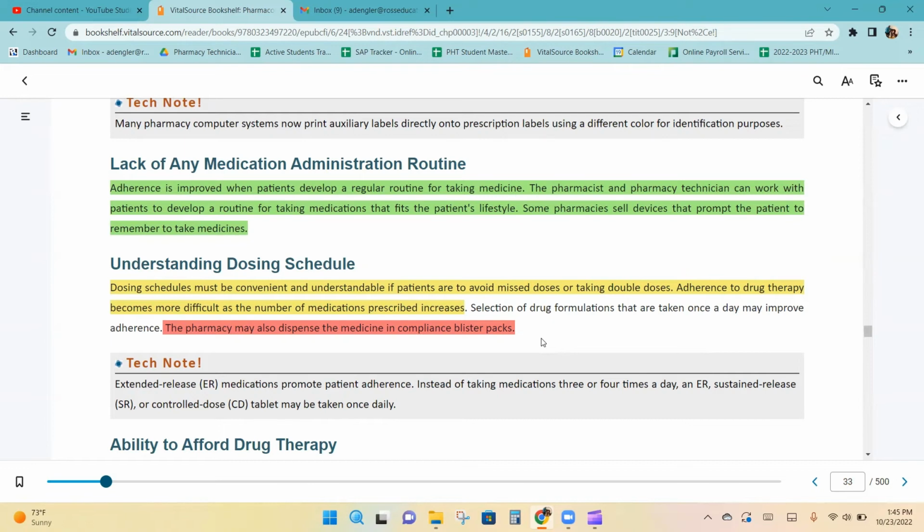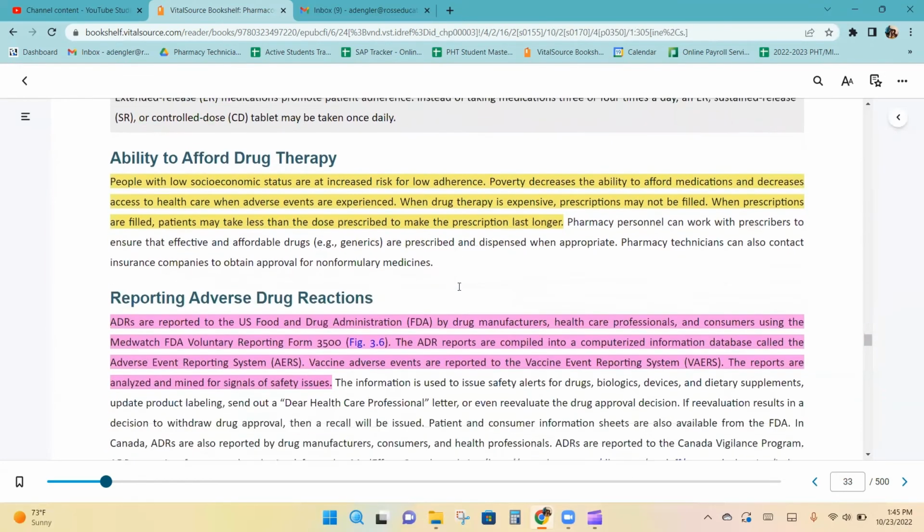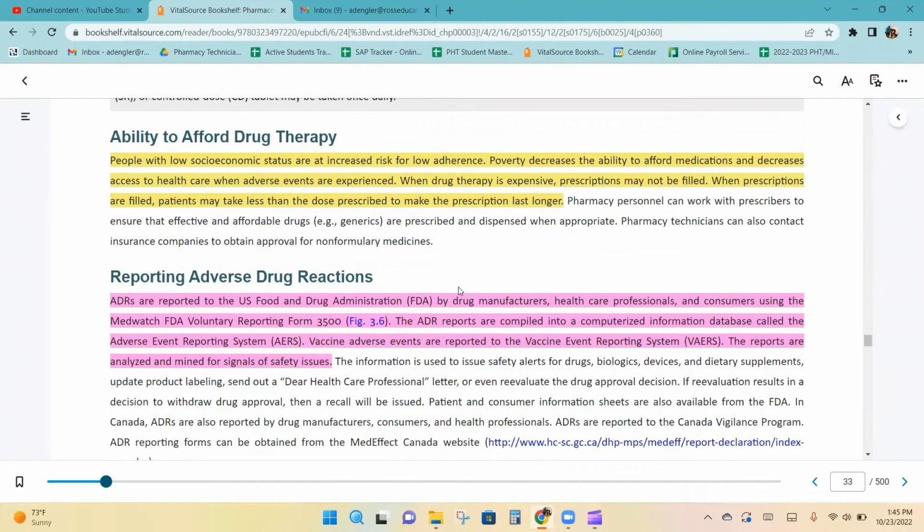Dosing schedules must be convenient and understandable if patients are to avoid missed doses or taking double doses. Adherence to drug therapy becomes more difficult as the number of medications prescribed increases. Some pharmacies even dispense medication in compliance blister packs, so that the patients know if they miss doses, or it helps them stay on track more easily. People with low socioeconomic status are at increased risk for low adherence. Poverty decreases the ability to afford medications and decreases access to healthcare when adverse events are experienced. When drug therapy is expensive, prescriptions may not be filled. When prescriptions are filled, patients may take less than the dose prescribed to make the prescription last longer.